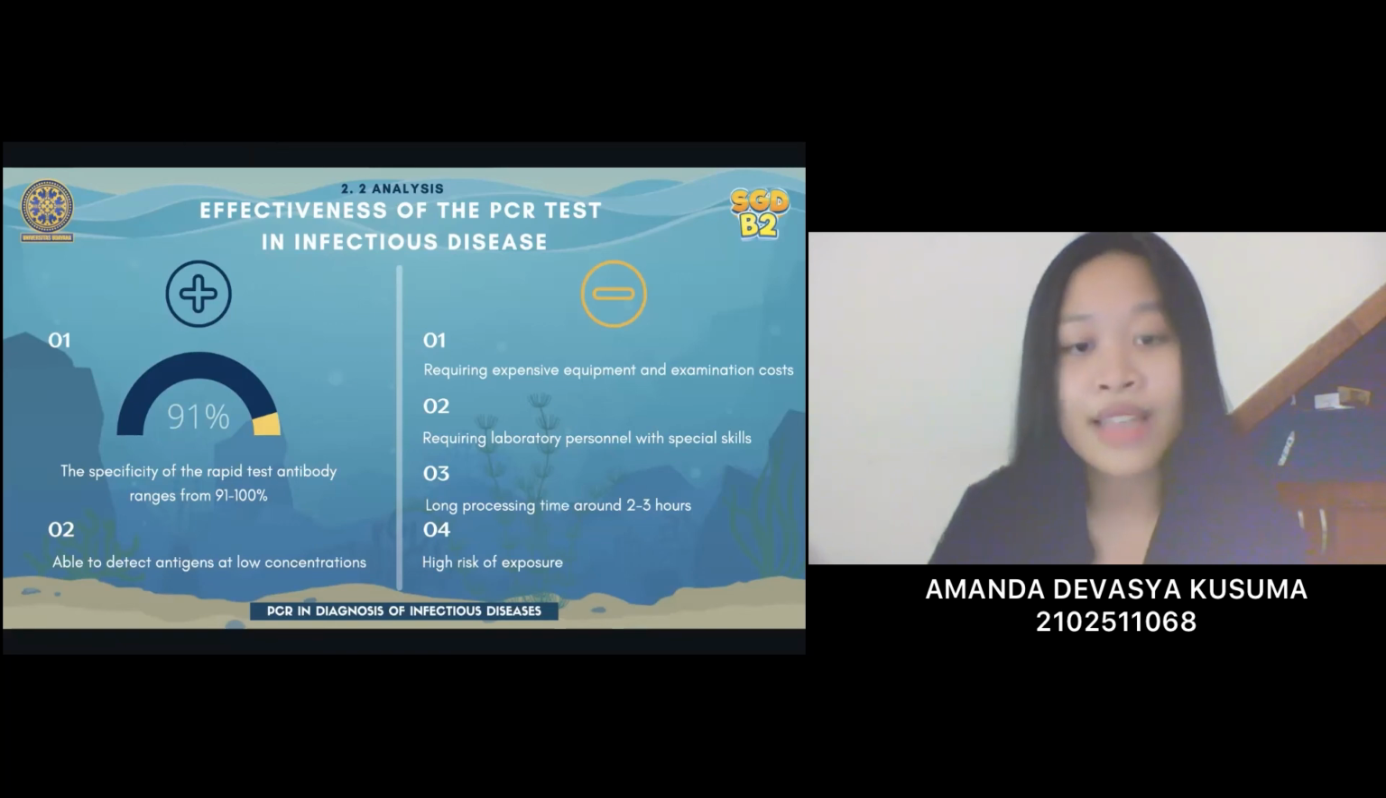The RT-PCR method has the advantage of being able to detect antigen at low concentration, but RT-PCR has drawbacks such as, first, requiring expensive equipment and examination costs, second, requiring laboratory personnel with special skill, third, long processing time around 2 until 3 hours, and last, high risk of exposure.